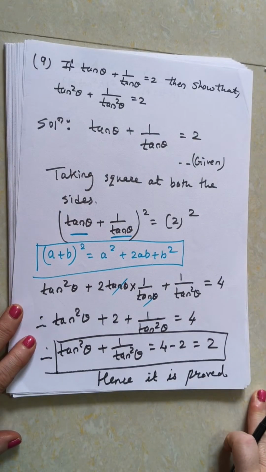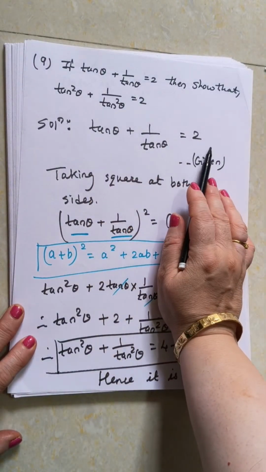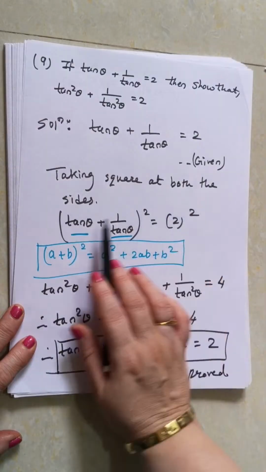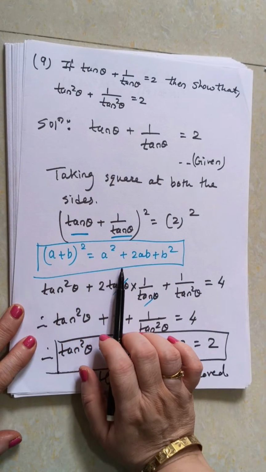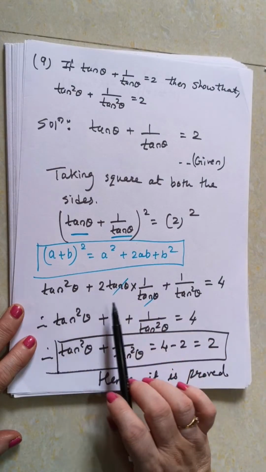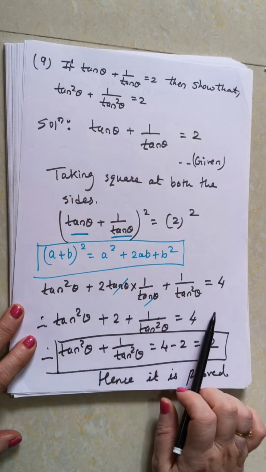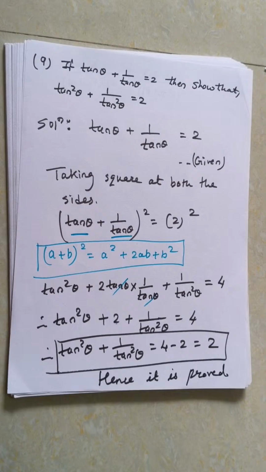So it was a special type of question where we have taken tan theta plus 1 upon tan theta is equal to 2. Then we took square on both the sides. We used this formula, a plus b bracket square is equal to a square plus 2ab plus b square. We opened the bracket, and when we shift this 2 to the right hand side, it is 4 minus 2, which is 2. And thus we got the answer.